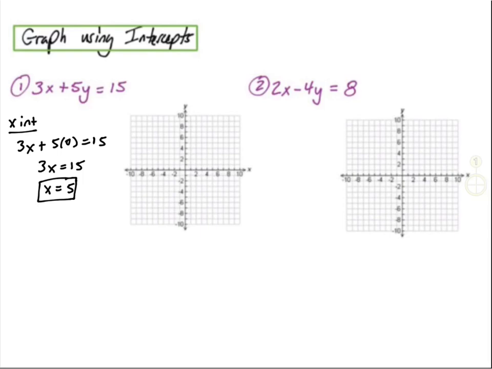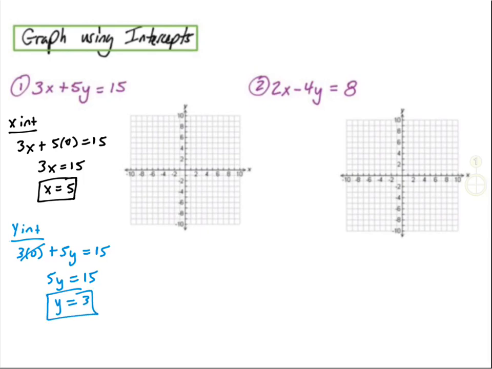Cool. Then we want to try to find our y-intercept. So we're going to do the opposite. This time we're going to plug in 0 for x, solve for y. So 3 times 0 plus 5y equals 15. This becomes 0, so 5y equals 15. Divide by 5, y equals 3.